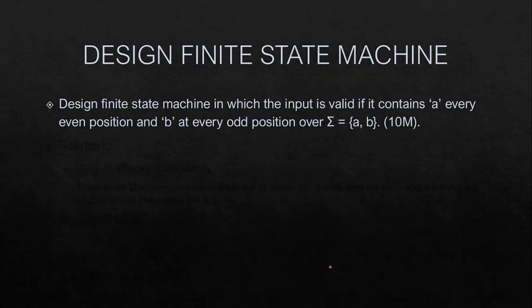So I have some questions for you to revise. So let's see, design an FSM in which the input is valid if it contains A at every even position and B at every odd position. If you remember, in our previous session we had solved where we had to see that B is appearing at every even position over the input A, B. Just pause the video for 5 minutes and build up the logic and then we will check the answer for your question whether you have solved it correctly or not.